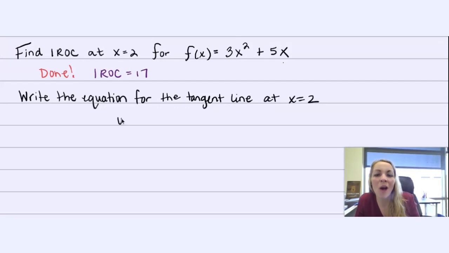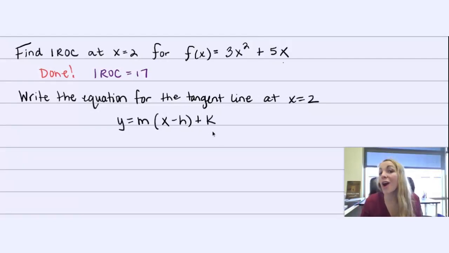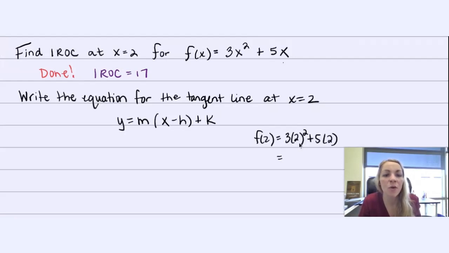Let's recall what that is. That's y equals our slope m times the quantity x minus h plus k, where our h and k value are any point on the line. How do we find h, k, the point on the line? Well, we know that the x value is 2, so to get the corresponding output value, I'm going to plug 2 into the function. So I have f of 2 equals 3 times 2 squared plus 5 times 2. 2 squared is 4 times 3 is 12, plus 5 times 2 is 10, 12 plus 10 is 22. So h, k is 2, 22.